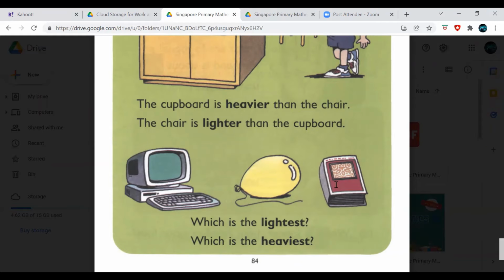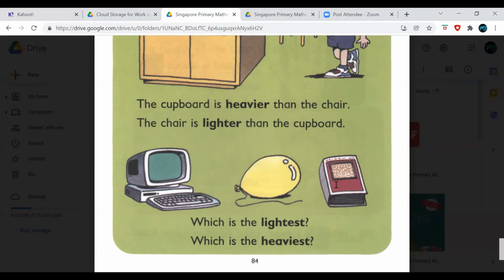Yeah, take an educated guess. Try and see which one is the lightest and which one is the heaviest. Is the balloon the lightest? Yes, the balloon is the lightest. Okay. And which one do you think is heavier, a computer or a book? A computer. A computer, yeah.